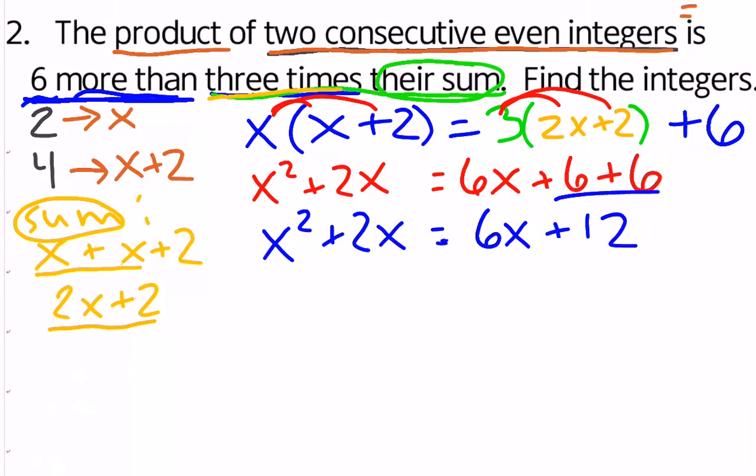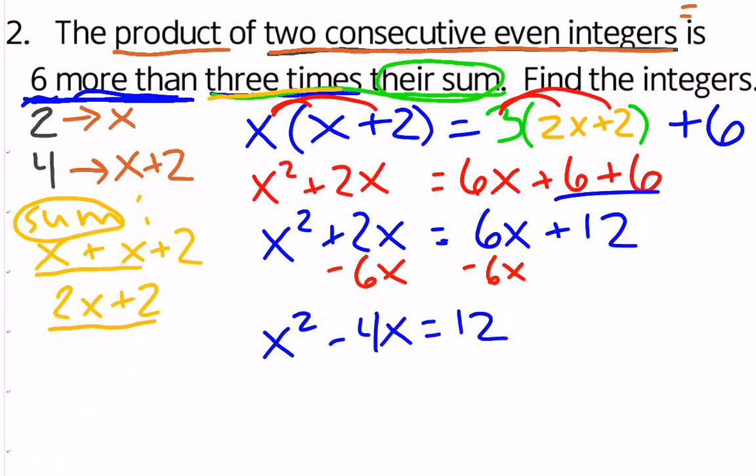Now, I need to solve by factoring. Is everything on one side? Nope. So I need to move some stuff. So I'm going to subtract 6x. And it actually has something to combine with, so I need to make sure to combine those. So that would give me x squared minus 4x equals 12. If you can do all this in one step, that's fine. Then I need to subtract 12. And I get x squared minus 4x minus 12 equals 0.